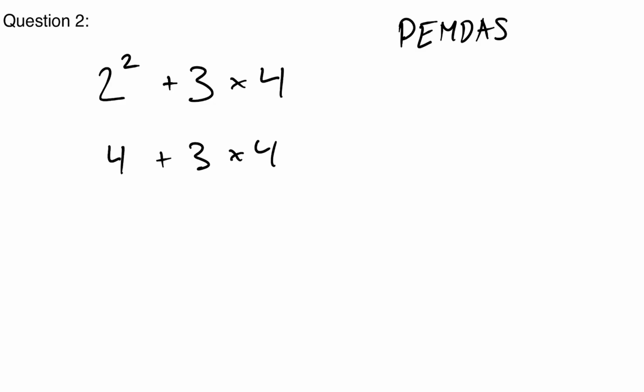Now we have addition and multiplication. Which comes first? Multiplication comes first. So we need to multiply these two first before we add anything. So 3 times 4 is equal to 12, and we can rewrite this as 4 plus 12. And now 4 plus 12 is equal to 16. And that's our final answer.